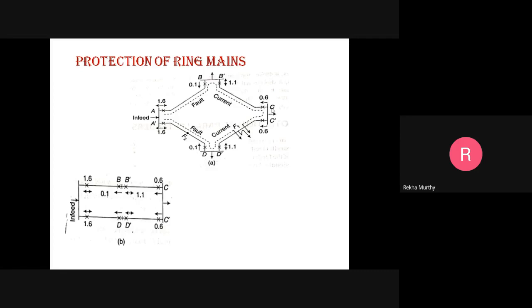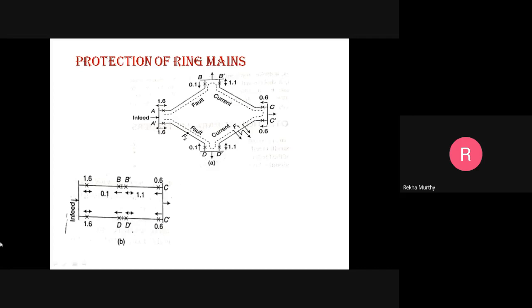Again, I will repeat, the relay at C will not trip because the fault current is not flowing in its tripping direction, though its operating time is the same as that of the C dash. Similarly, the relays at B and D should also not trip because the fault currents are not in the tripping direction, though their operating time is, how much is it? 0.1 second. It is quite less than the operating time of B dash and D dash. Okay, that is about the fault F1.